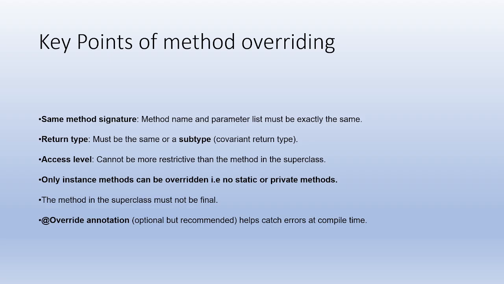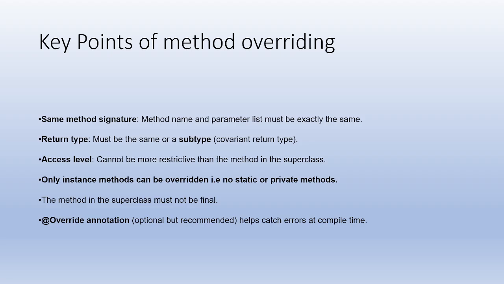And the third thing is the access level, meaning the subclass method which is providing the overriding should not be less accessible than the one already described in the parent class. For example, if the parent has a method which is, suppose, public, then when you are overriding this method in the subclass, it should not be protected or private, because it will become less accessible. It should be more accessible.